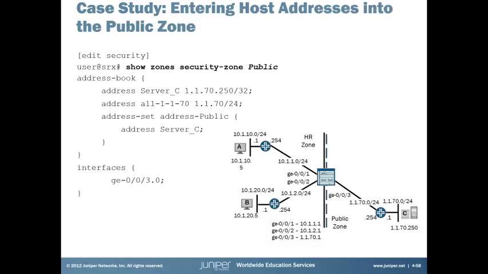Next is our public zone. We've got address server C, there it is, with 1.1.70.250/32. We've got everything else in the zone referenced by the address all 1170, and we have got an address set called address public, and we've only got one server in that. It's server C. Probably didn't really need an address set because we've only got one thing in there, but we have it anyway.